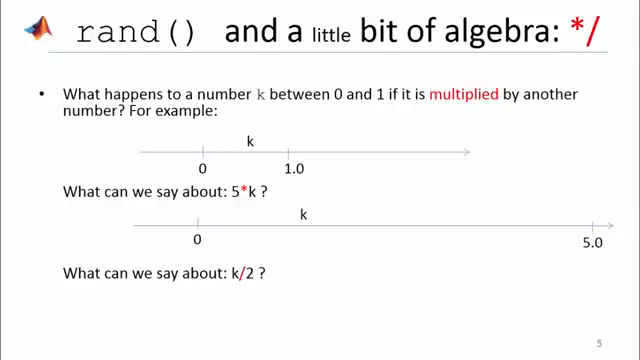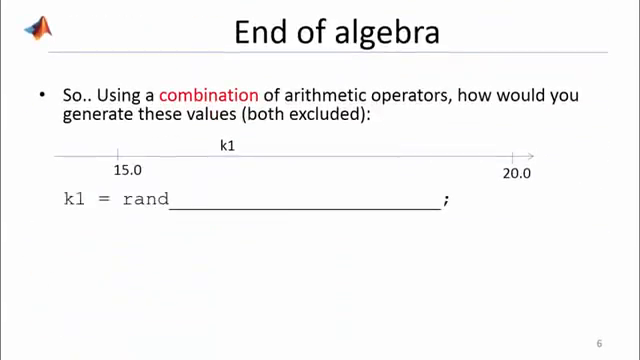What can you do about divide? Rand divided by 2. Anything that's between 0 and 1 and you divide it by 2 will be between 0 and 0.5. So this one grows or shrinks the interval. Well, guess what? We can actually combine them. And by doing that, we can grow, shrink, shift, and do everything we want to generate whatever number we would like.